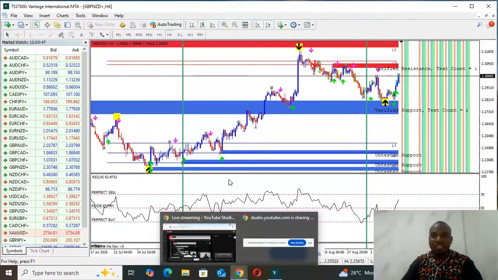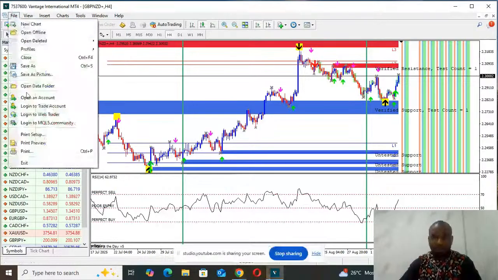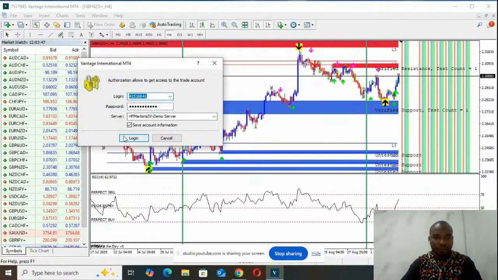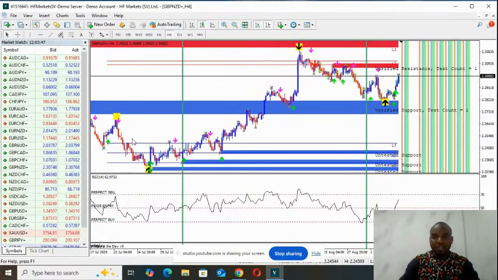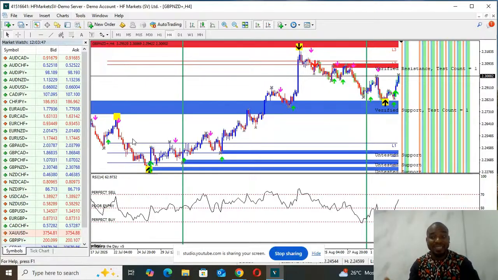So the software works with the market direction, the market dynamics, by plotting the zones for you. Your own responsibility is just to follow what the market is doing at that particular point in time.